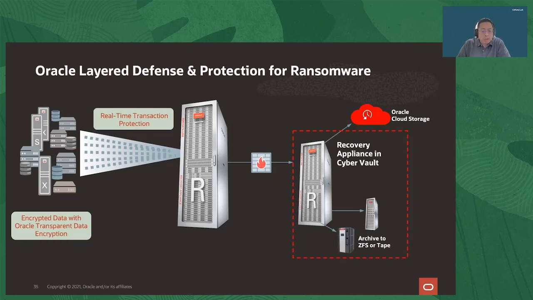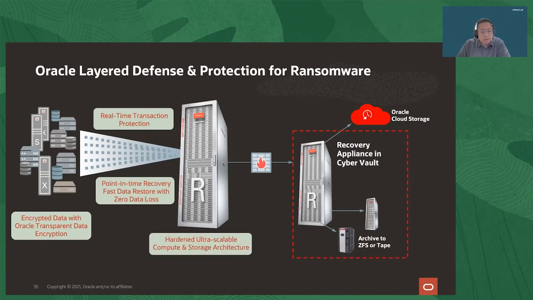There's one specific change, which is the space consumption. When you have TDE backups, those cannot be compressed on storage because they're scrambled data. So in general, the recovery appliance side compression won't take effect, but you'll still get the incremental forever, and you'll still get the real-time protection, as I mentioned before. So fast recovery with zero data loss, ultra scalable compute and storage architecture.